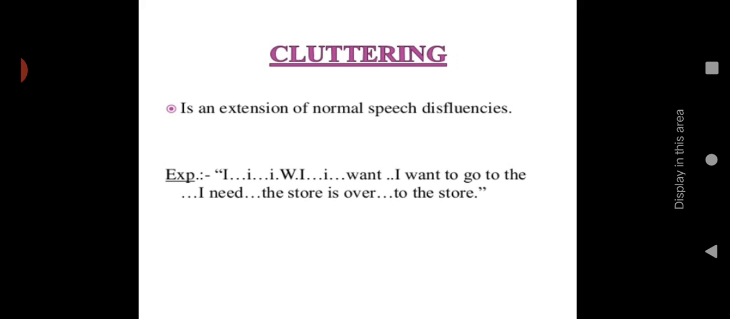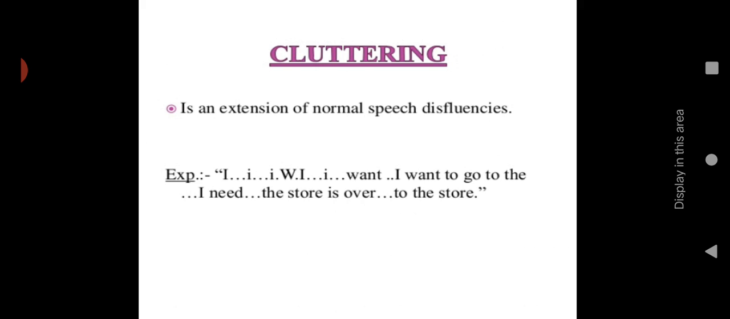Second one is cluttering, an extension of normal speech disfluencies. So here the normal speech is there, but there is some extension of the speech. When we are talking, you are taking too much extension. There is no fluency, or there is no order in that particular speech. So for example, "I want to go to", instead of that one, I like that it is going. So that is the difference of cluttering.